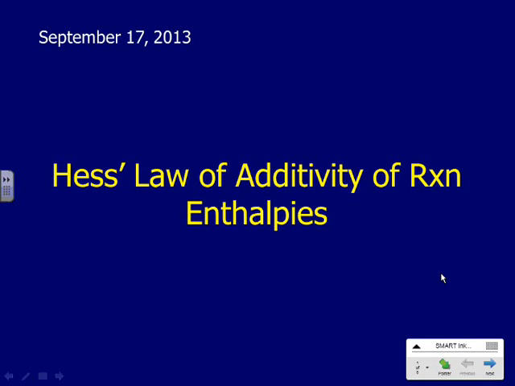Okay, so let's talk about Hess's law of additivity of reaction enthalpies. What a great word. You'd think I made up that word, but chemists actually use it. Additivity. What a great thing.